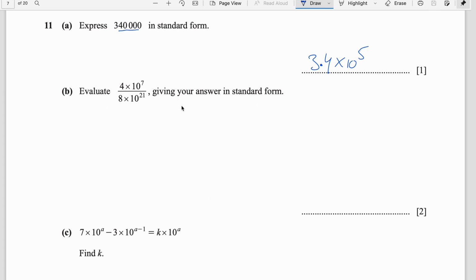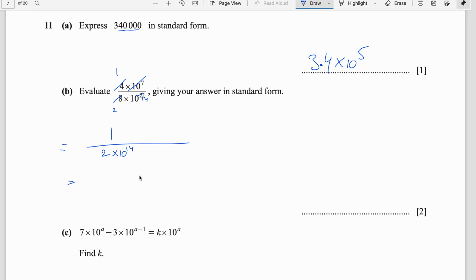Evaluate this giving answer in standard form. So I'm going for cancellation. This is 4 one time and 4 two times. So 1, and you eliminate these 7 and you're left with 14. So 1 over 2 into 10 raised to the power 14.